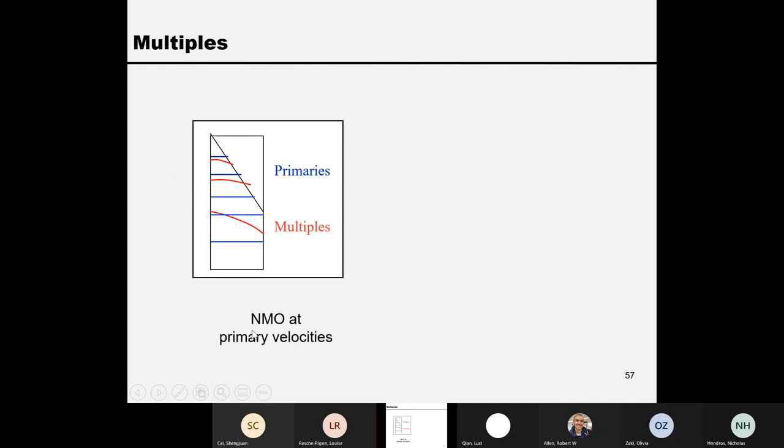In the ideal situation, after NMO, your primaries become flat. So that means you can stack them together, right? And in the stacking, because multiples have a moveout difference, you can somehow cancel the energy of the multiples. However, for the near offset, because the curve towards the apex, towards the point here, is almost flat, the multiples remain. So what do we do? Usually after NMO, you do the inner mute, and then you do the stack, right?